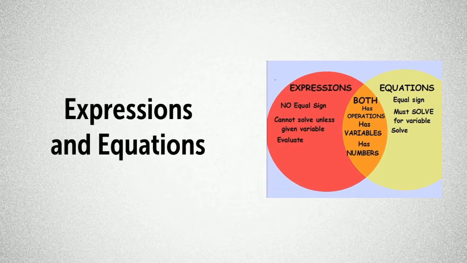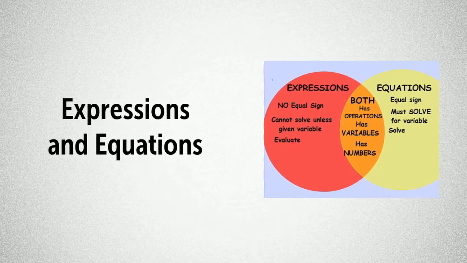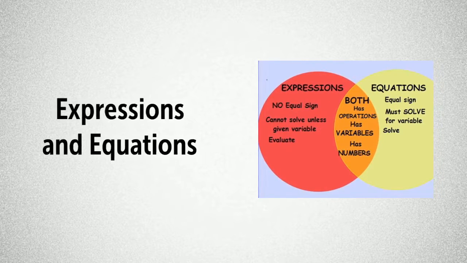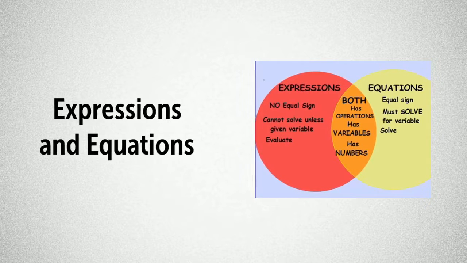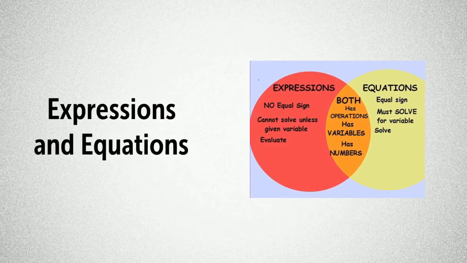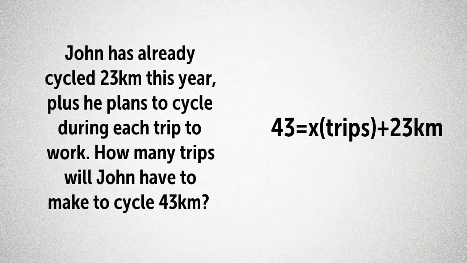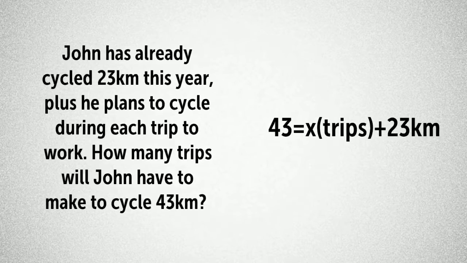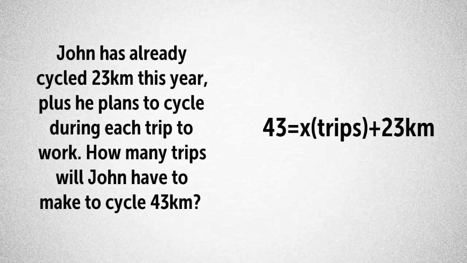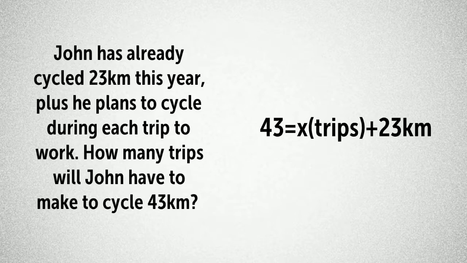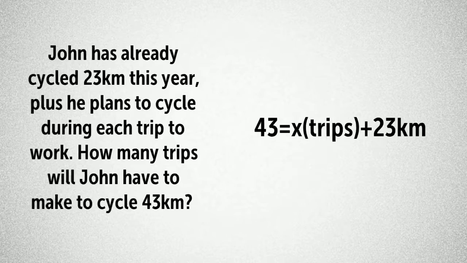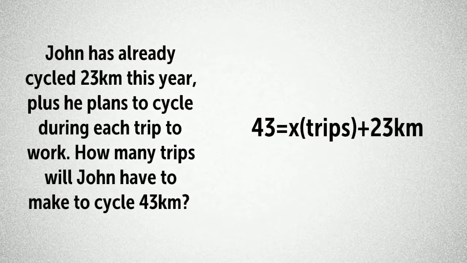Students will write expressions and equations that correspond to given situations, evaluate expressions, and use expressions and formulas to solve problems. Students use properties of operations and the idea of maintaining the equality of both sides of an equation to solve simple one-step equations. For example, if you are given the story problem, John has already cycled 23 kilometers this year. Plus, he plans to cycle during each trip to work. How many trips will John have to make to cycle 43 kilometers?